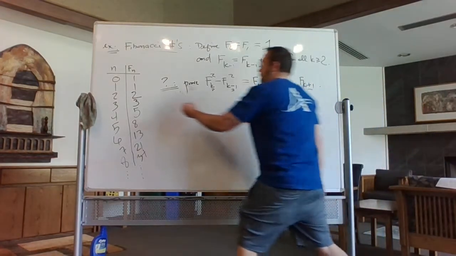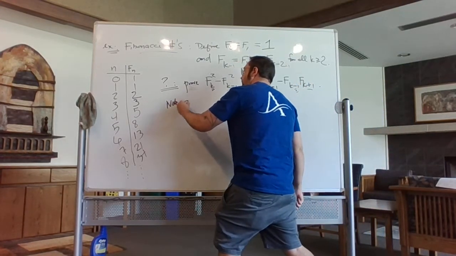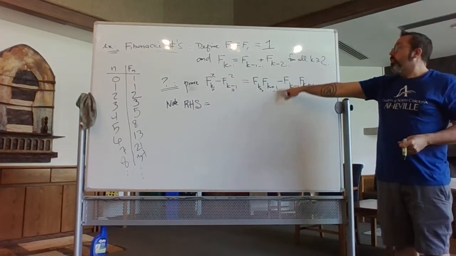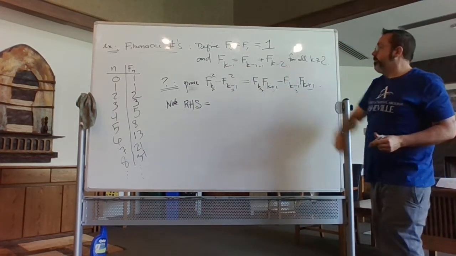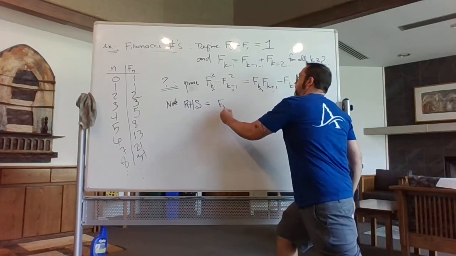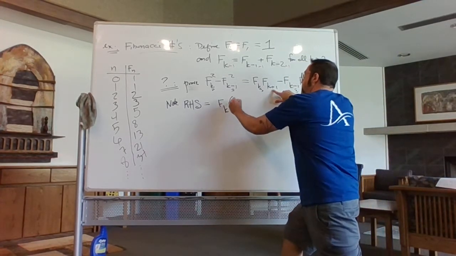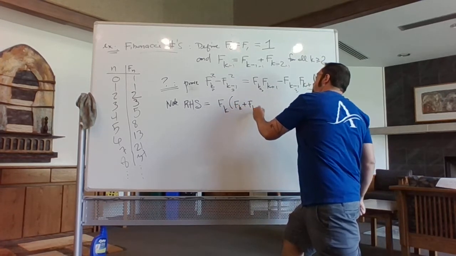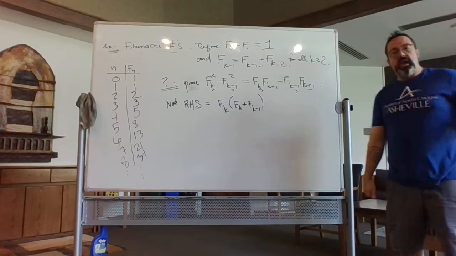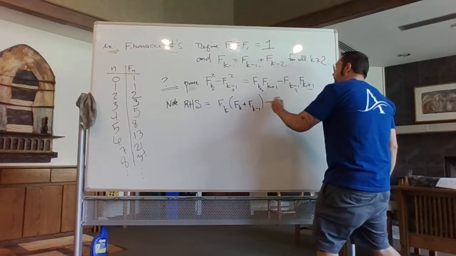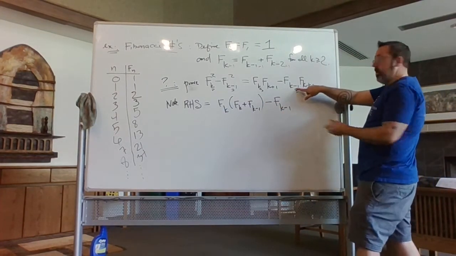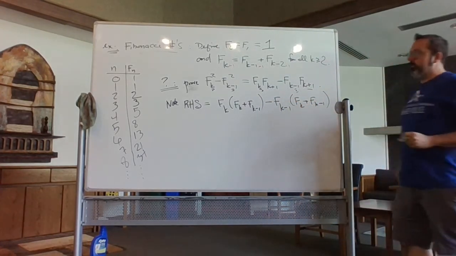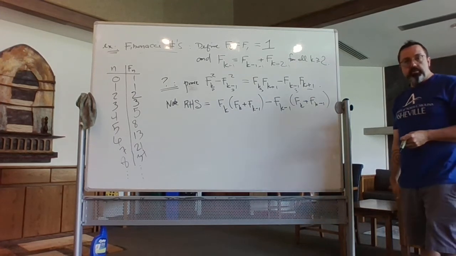So let's do the same thing we did the last time and just start with that right-hand side, replacing f sub k plus 1 with its recurrence formula. So the right-hand side is f sub k, now I get f sub k plus 1, which is f sub k plus f sub k minus 1, minus f sub k minus 1 times the same formula coming from that recurrence relation, the same formula for f sub k plus 1.